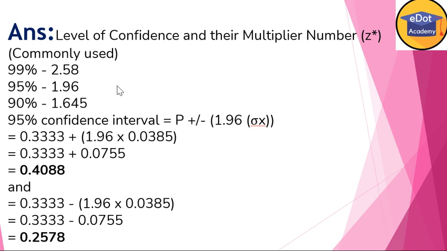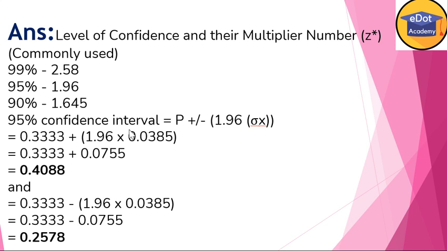It is 2.58. For 95%, it is 1.96. And for 90%, it is 1.645. So all these three numbers are very, very important. You must remember. Then, what is the formula of confidence interval?